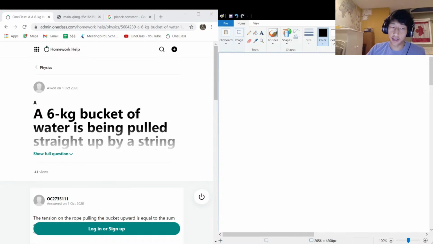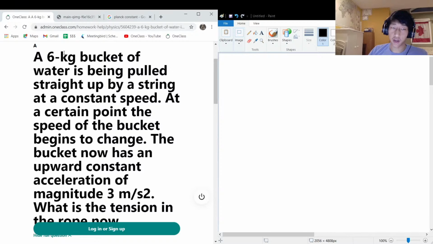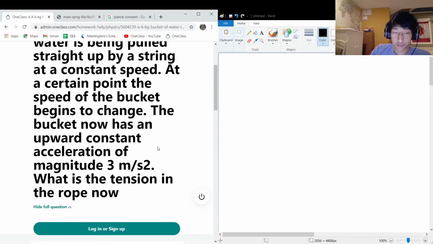Okay. So the next question with very big text is asking us, we got a 6 kilogram bucket of water being pulled up straight by a string at a constant speed. At a certain point, the speed of the bucket begins to change. Oh, when speed changes, acceleration's going on. Don't forget that. The bucket now has an upward constant acceleration of 3 meters per second squared. What is the tension in the rope now?